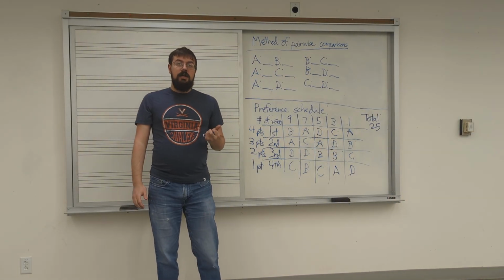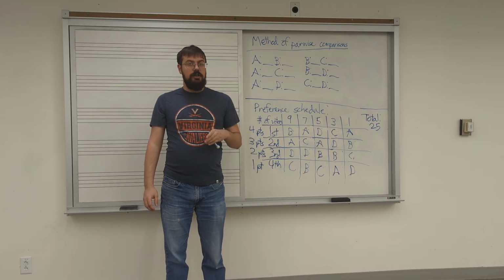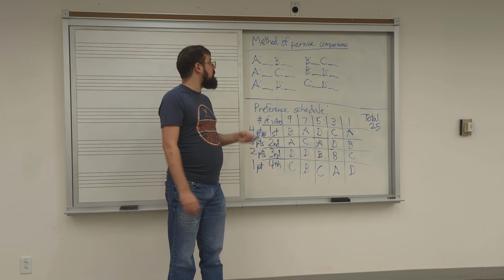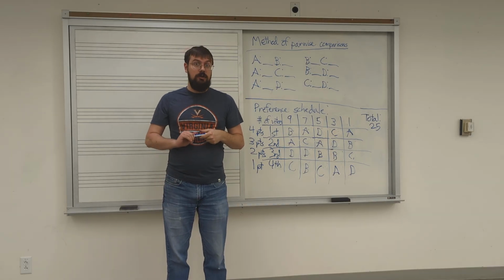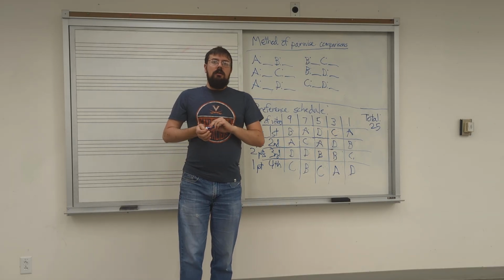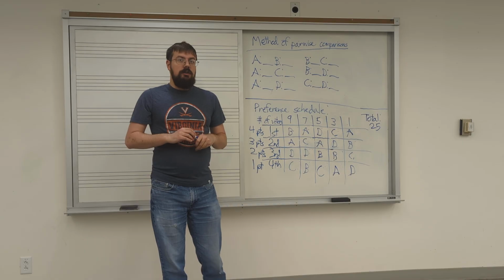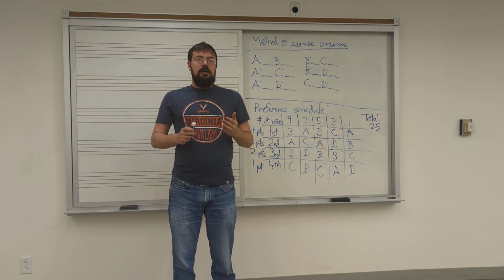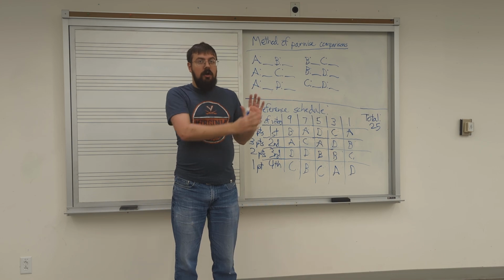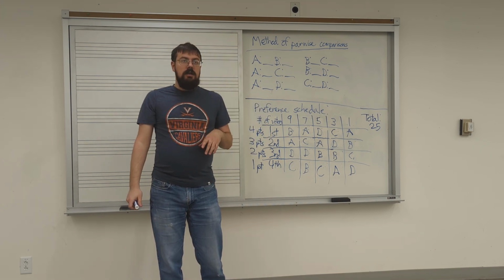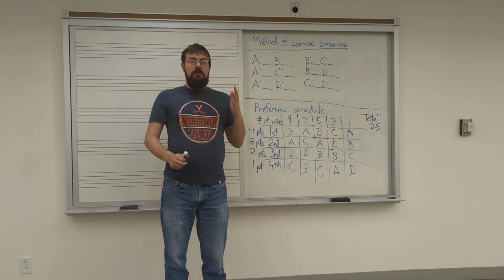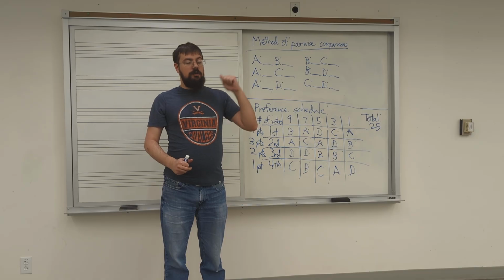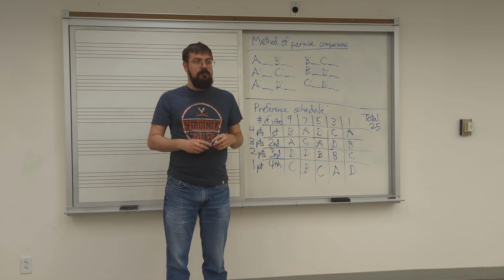Hello everyone. Today we will be continuing our discussion of voting methods with the last of the four voting methods we'll be talking about, which is the method of pairwise comparisons. So the method of pairwise comparisons is a voting method that basically revolves around taking every pair of two candidates on your ballot and seeing how many voters prefer candidate X over candidate Y and vice versa.